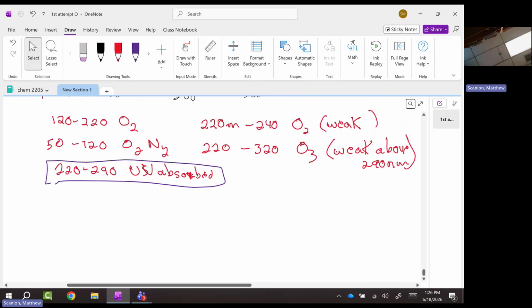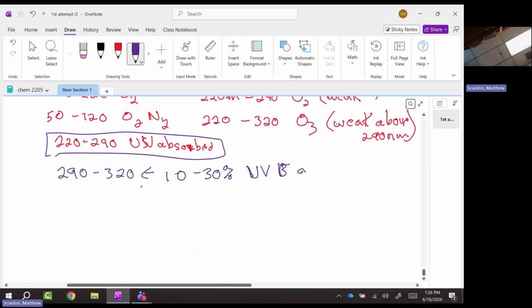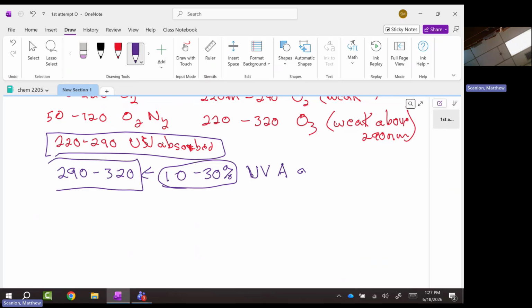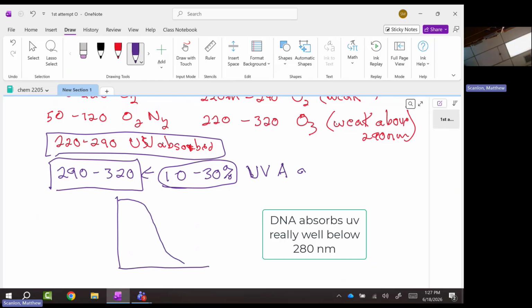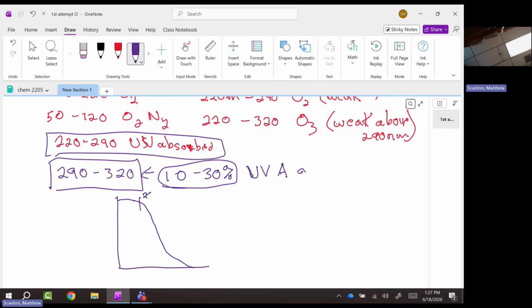So what about the other parts of it? From 290 to 320, about 10 to 30% of the UVA gets through because the ozone is absorbing in this range, but not completely. And this works out because DNA doesn't absorb much. If you look at the graph in your book, you will see a graph that looks like this. And this is the absorption of DNA. The DNA absorbs really well at 290 and below, 280 or so. It's almost 100% absorption.